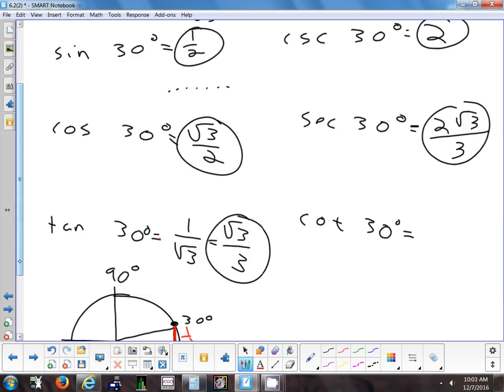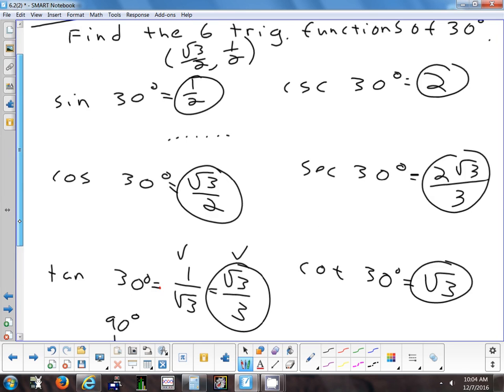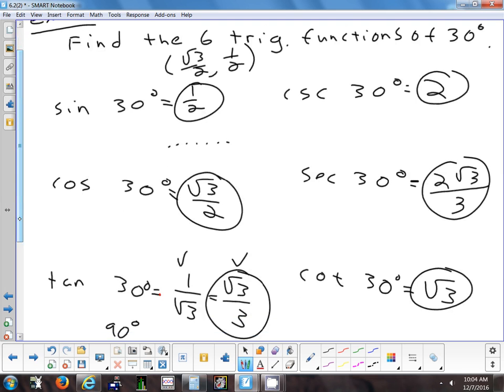Now for cotangent, you've got a choice here. You could flip this, or you could flip that. Which one is going to be faster? Yeah, the 1 over square root of 3, the first one. Because when I flip it, what do I get? Just square root of 3. If you flip the second one, that's fine, it'll work, but then you're going to put the square root back in the bottom, you're going to have to fix the whole thing again, and you're going to end up with the same thing. Okay, so those are your 6 trig functions for 30. Questions on that?